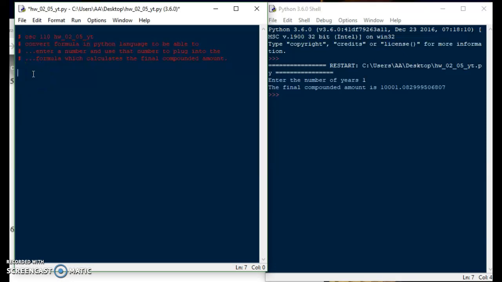Hello, good afternoon. This is Jane Zeta, and I will be demonstrating my code on question 5 for chapter 2 on variables, expressions, and statements. So I have my IDLE on the left side of the screen and my output shell on the right.